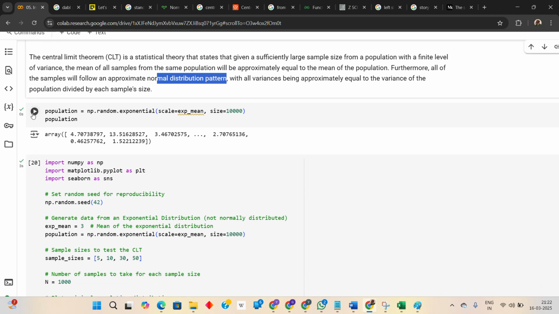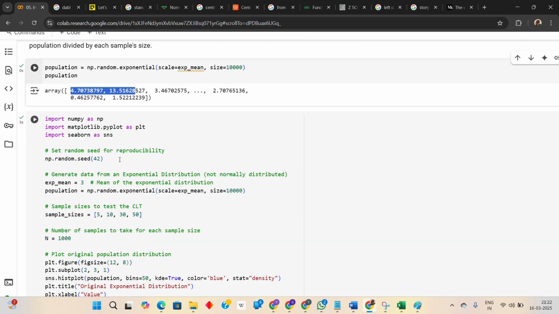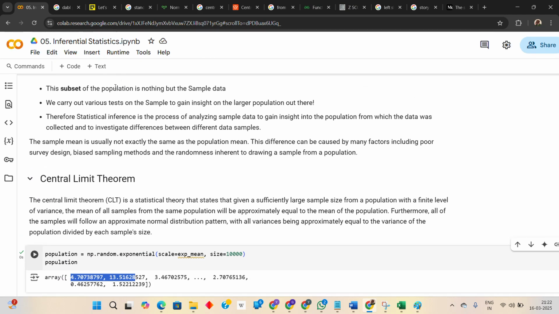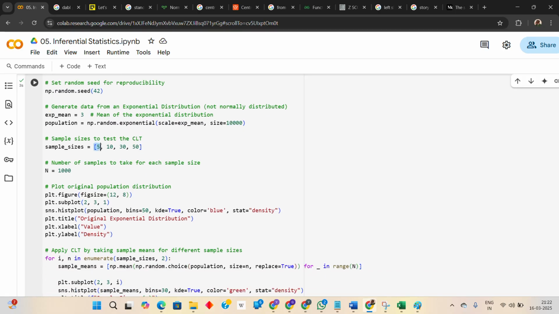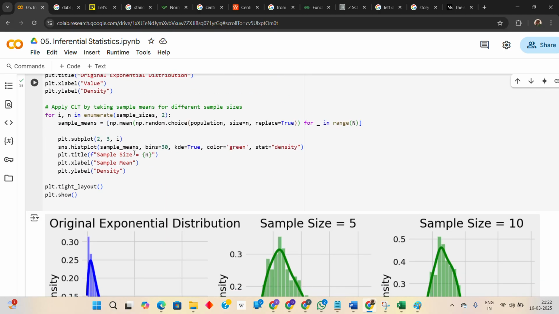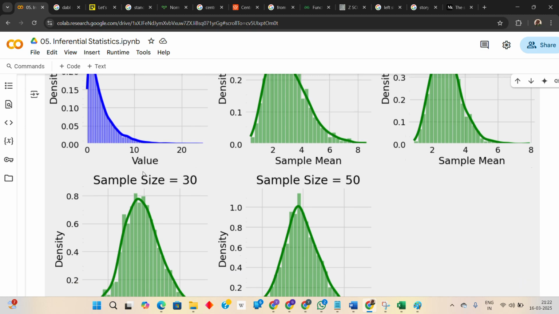Here you can see a population. This is a random population. Now we are not taking the actual population, we are taking a random one. Here you can see some exponential data we are taking, exponentially increasing. Size is 10,000, a big size I'm taking. And I would like to test sample sizes: first 5, second 10, third 30, fourth 50 out of this 10,000. You can see the end result.